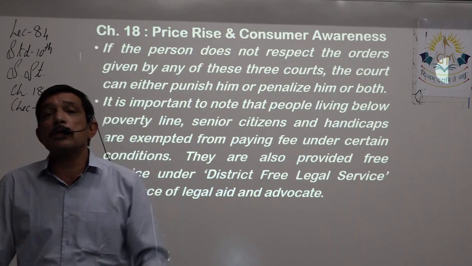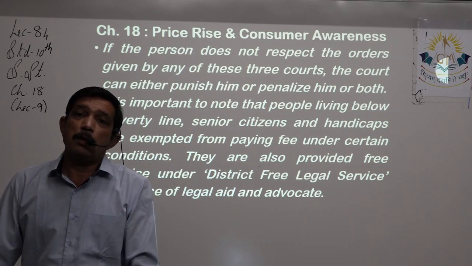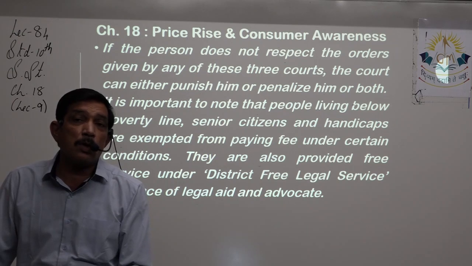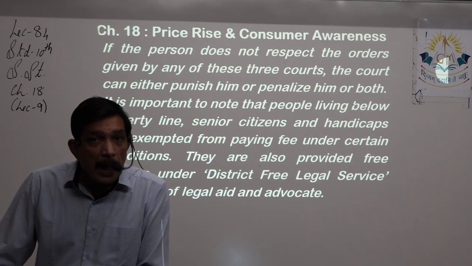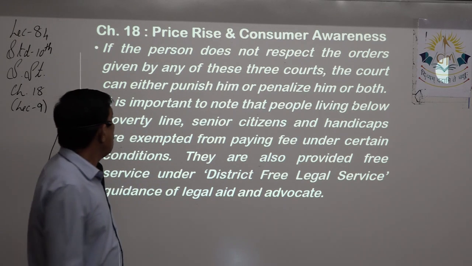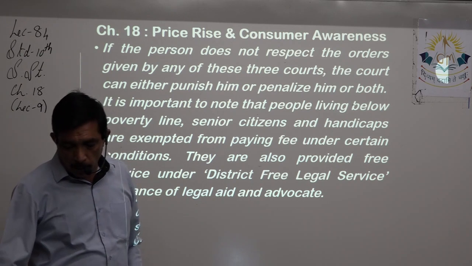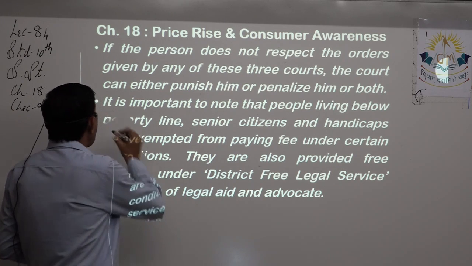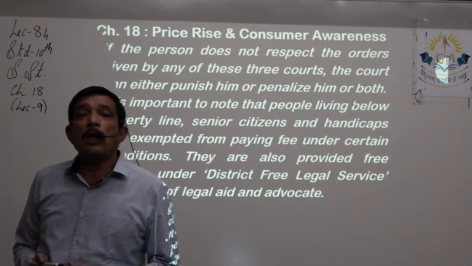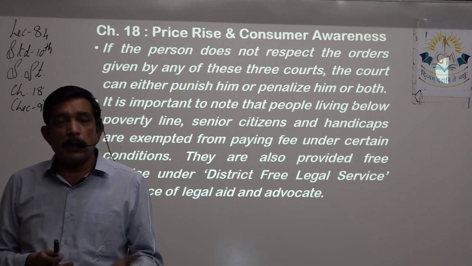Now that party does not obey the orders given by the court. Then, as in any judicial system, if you disobey the orders of the court, you can be punished, sent to jail, and you have to pay some fine also, or both. It is important to note that people living below poverty line, very very important point. Now those people who have money, they are going to pay, because you have to pay some court fees, lawyer's fees also you will have to pay, right? So all that is included in it, right?